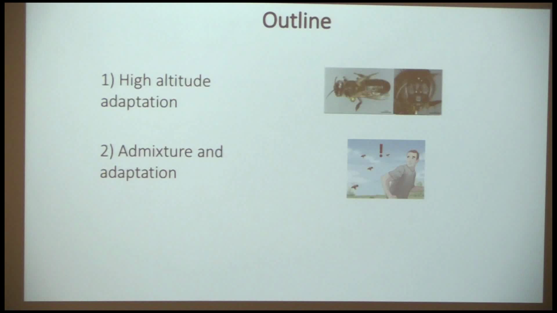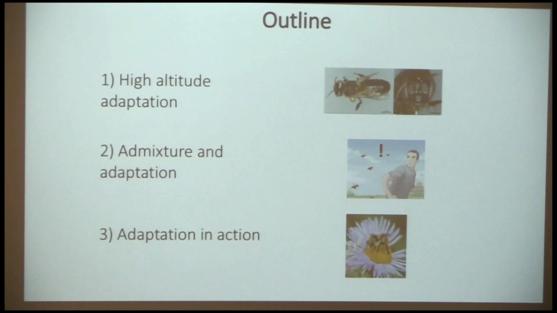And then finally, I'm going to talk about work where we're trying to use genome sequencing to study changes in the genetic composition of populations over time. And there I'm mainly going to be talking about some work we did in Darwin's finches, and then some ongoing work where I have a new project working on mountain bumblebees and the effects of climate change.